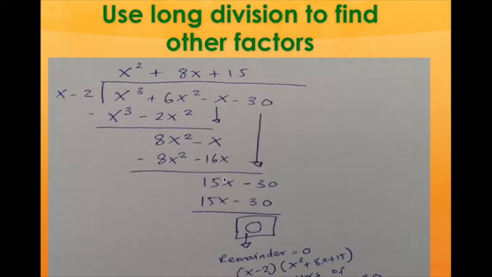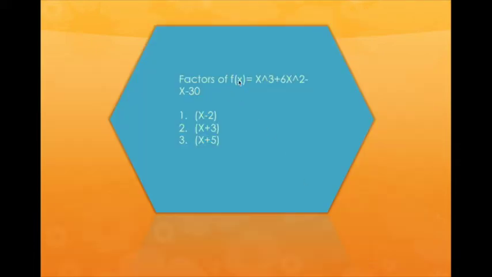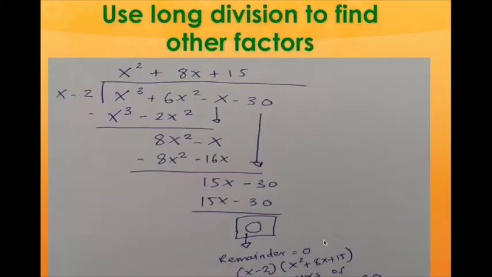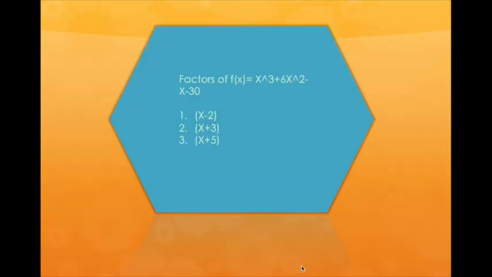So we can conclude by saying x minus 2 is already one of the factors, and the other factor, as this is a power 3 function, is x squared plus 8x plus 15, which is a factor of x cubed plus 6x squared minus x minus 30. So the factors of f(x), which is equal to x cubed plus 6x squared minus x minus 30, are x minus 2, x plus 3, x plus 5. This is because once you simplify x squared plus 8x plus 15, it will equal x plus 5 and x plus 3.